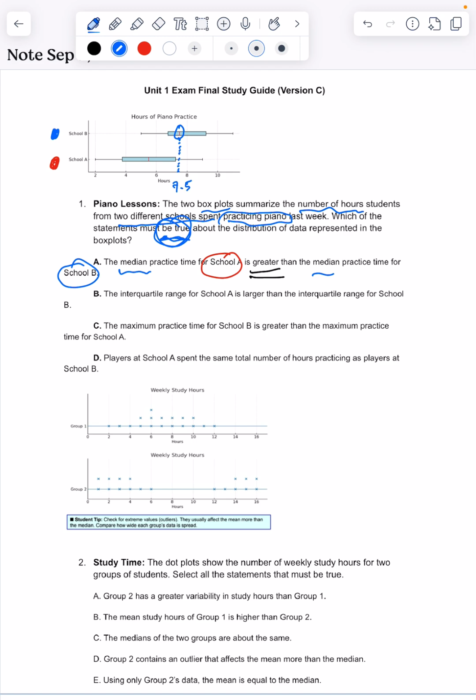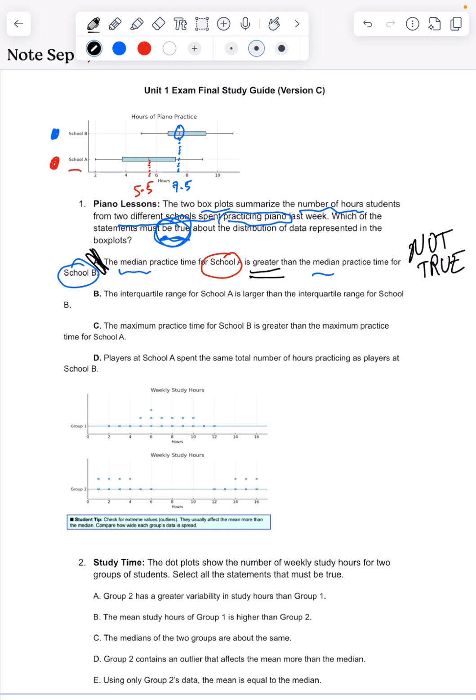So approximately there. And then if I'm looking at school A, I'm looking at this line, and that's somewhere around 5.5 or 5, right? So based on that, it says the median practice for school A, that's the 5.5, is greater than B. So no, that is not true, right? So in this case, that's not true, so we could eliminate A. That one's not correct.